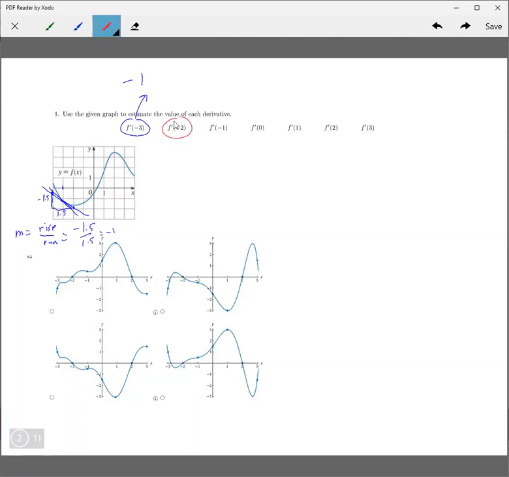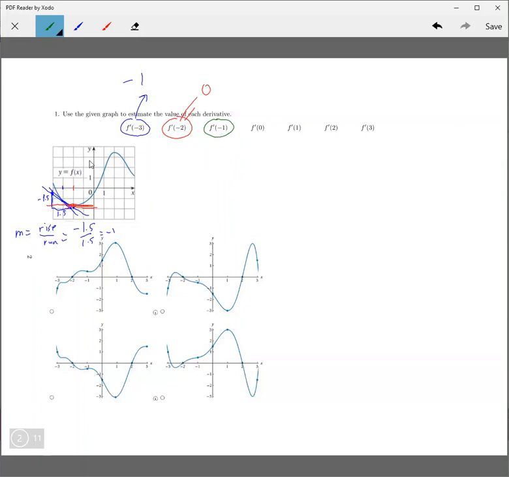Okay, so let's take a look at this one, f prime of -2. So -2 is right here. So you come down to there, and it looks like it's horizontal. Okay, it looks horizontal. So that looks like the derivative is going to be 0. Okay, and that wasn't too bad. When it's 0, then that's not too bad.